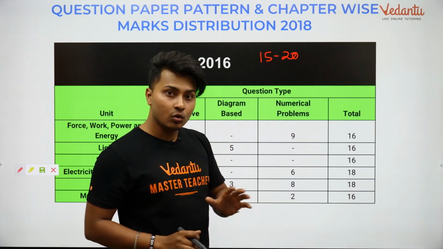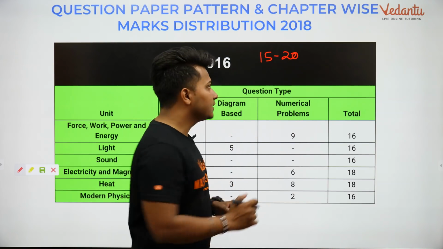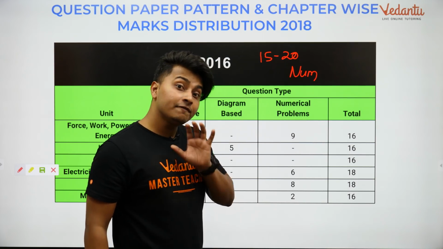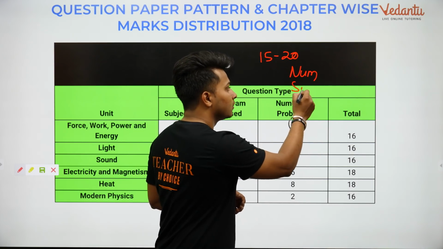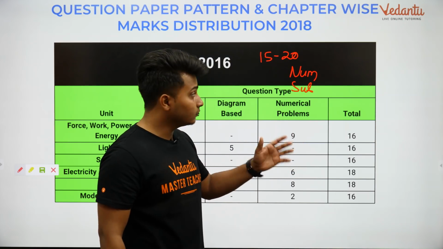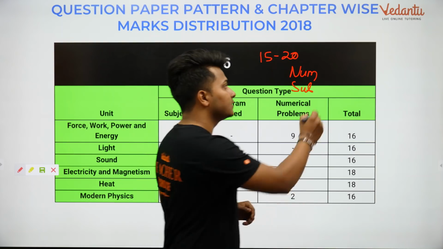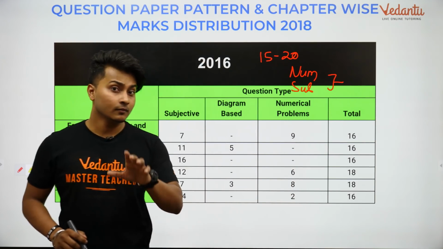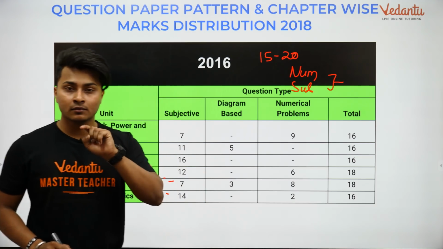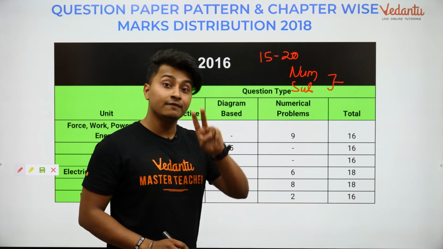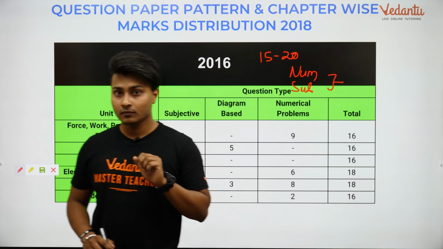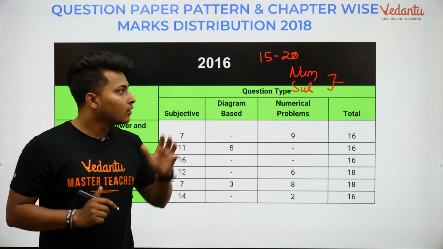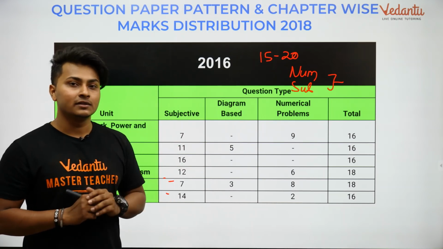Apart from that, you can also notice there are only a few chapters from where numericals are expected, only a few chapters where subjectives are more, and only a few chapters where both subjective and numericals are targeted. For example, light. For example, force, work, power and energy. These two units have a proper combination of numericals and subjective questions.